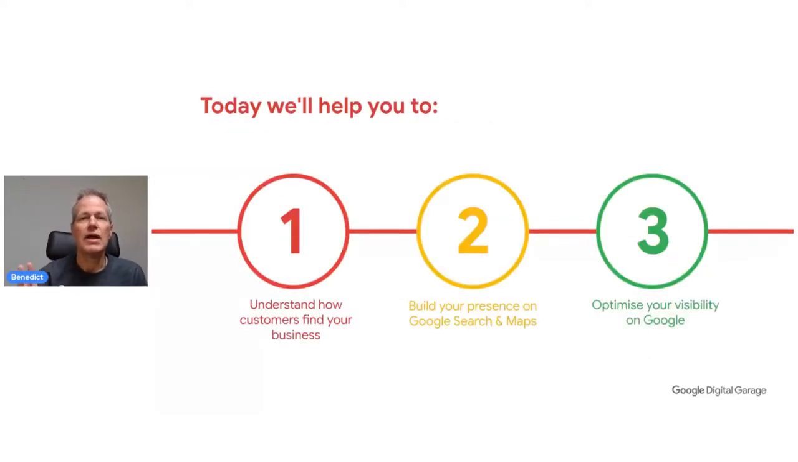All right, so today we're going to be covering three main points. Firstly, understanding how your actual customers find your business. Secondly, building your presence on Google Search and Maps. And then thirdly, optimizing your visibility on Google, those three different areas.